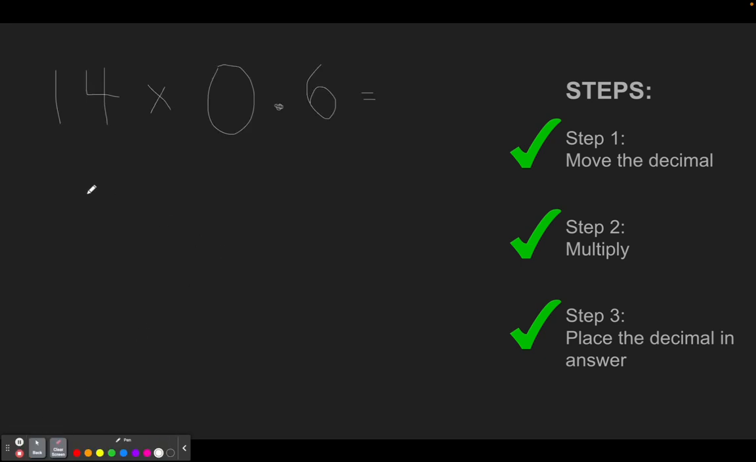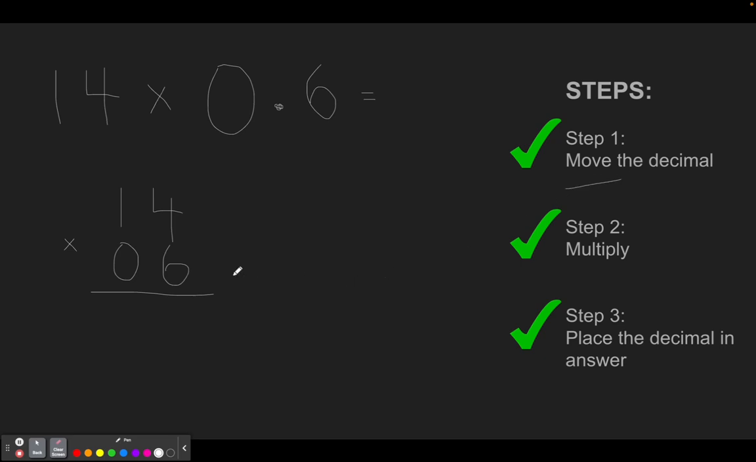All right, so we have our equation here, 14 times 0.6 or 14 times 6 tenths. So the first step is to remove our decimal point there. What we're going to do is multiply these two together, but first we need to rewrite our question by removing the decimal point. So we have written our sum down there, sans decimal point. We've got no decimal points in this. So we have completed our first step.